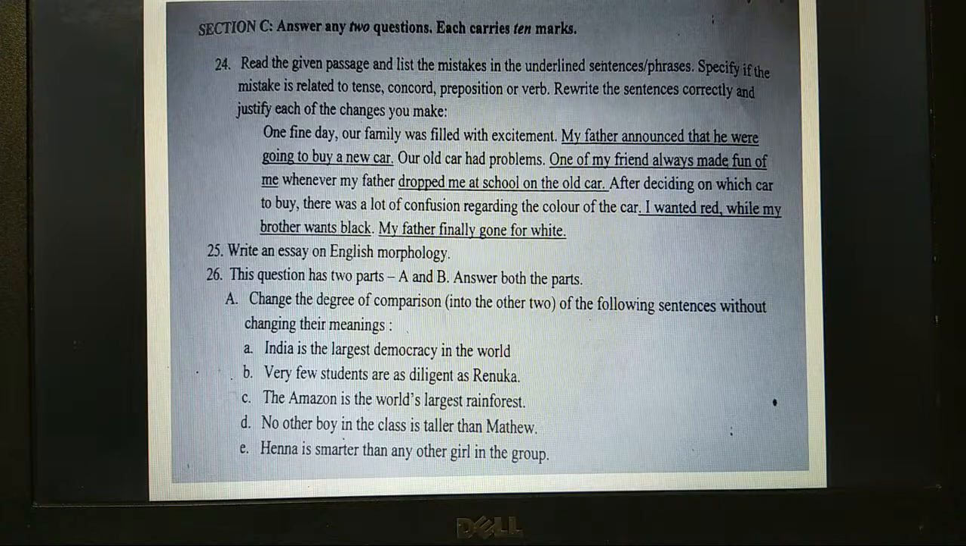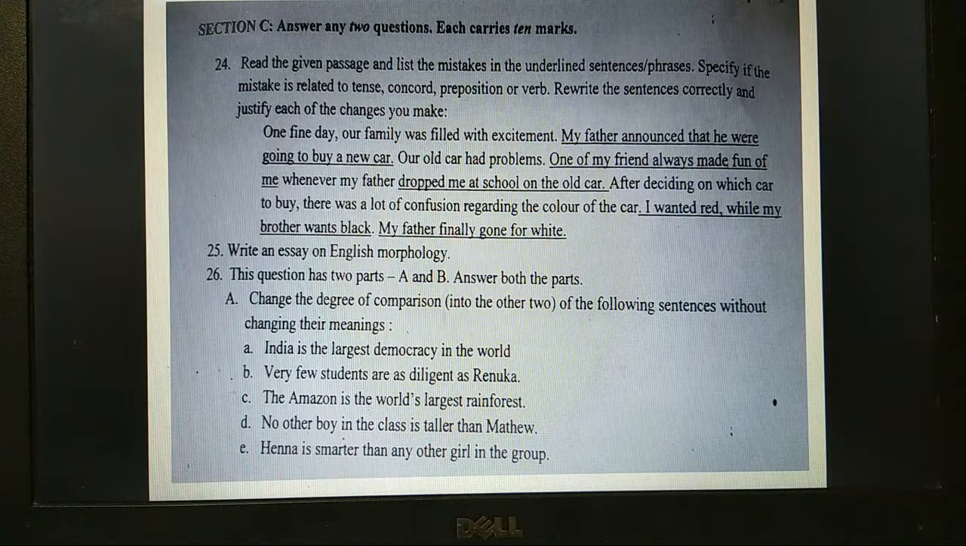Now, question number B: Very few students are as diligent as Renuka. Okay, the given sentence is positive. Diligent, more diligent, most diligent. So comparative and superlative we have to make. Let us look at the comparative.